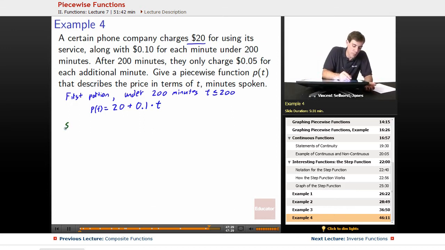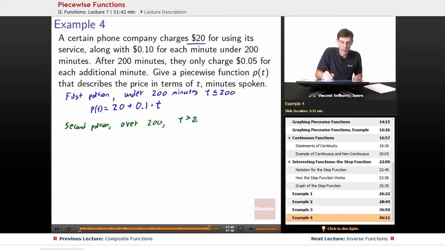What about the second portion, though? That's where things start to get a little complicated. In the second portion, when we're over 200, which is to say t is greater than 200, and actually it could be greater than or equal, because we know that they're going to have to agree. There's not going to be a sudden jump there. And we'll talk about that more later. It's a way of checking this function, actually.